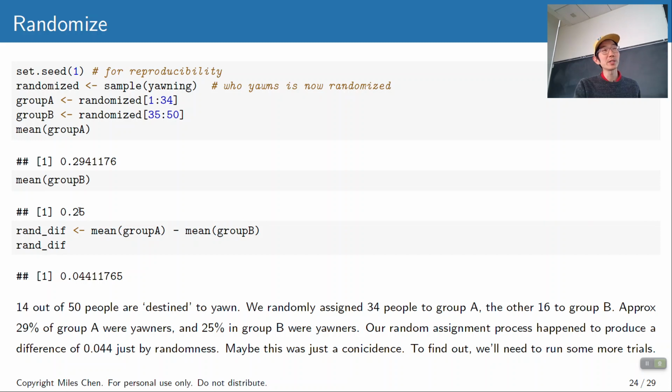I get 25%. So I end up getting the same results that happened in Mythbusters. When I ask what's the difference between these two things, I get a difference of 4.4%. That's the same result that we got in Mythbusters, and it happened by just randomness here. Maybe that's just a coincidence. So let's try it again, okay?